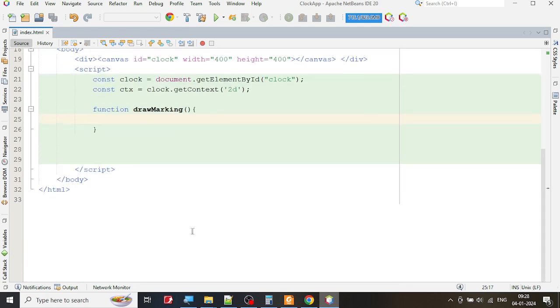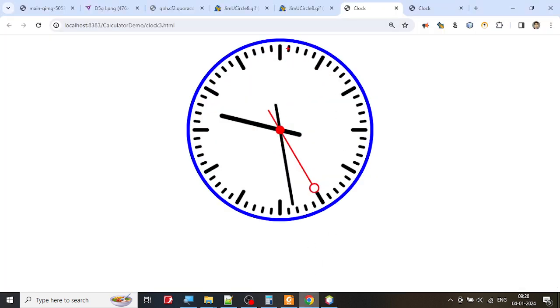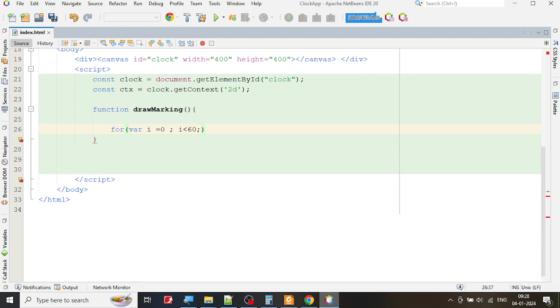So let's start getting the angles now. I'm going to use a for loop here. For variable i equal to 0, from 0 degrees up to 60 degrees. Remember, 60 is not there. 60 means you are going to come back to the 0 again. In the clock, you know very well, this is 0, then 1, 2, 3, 4, 5, 6 and so on, 59, and then again 60 is not there. It is going to be 59 altogether, from 0 to 59, that is i less than 60. We are going to increase the i value by 1, i plus plus.